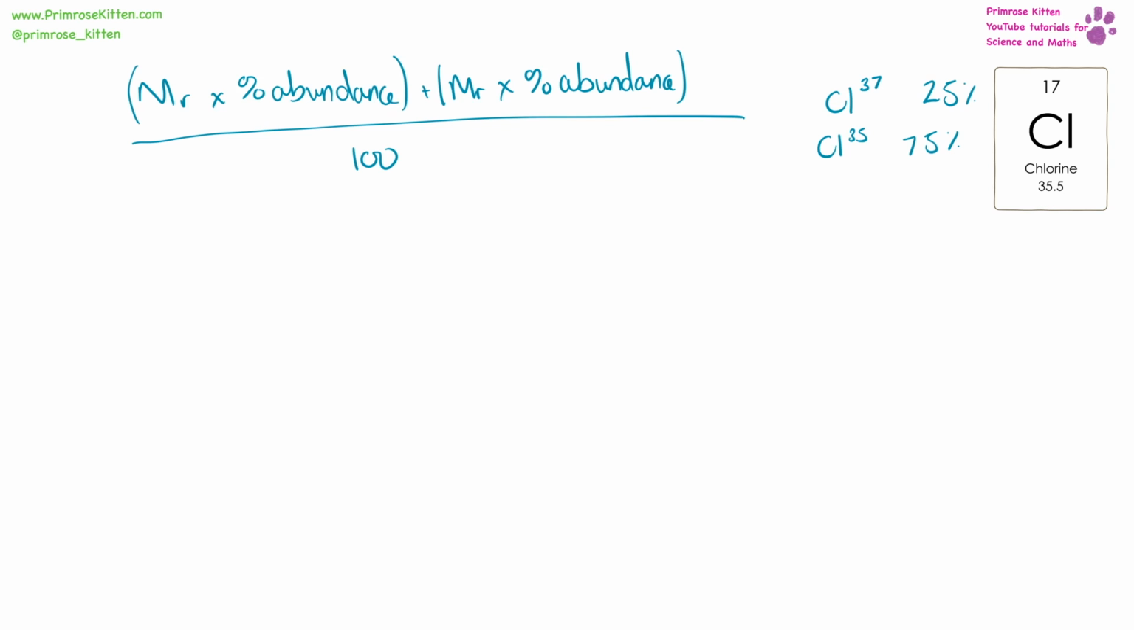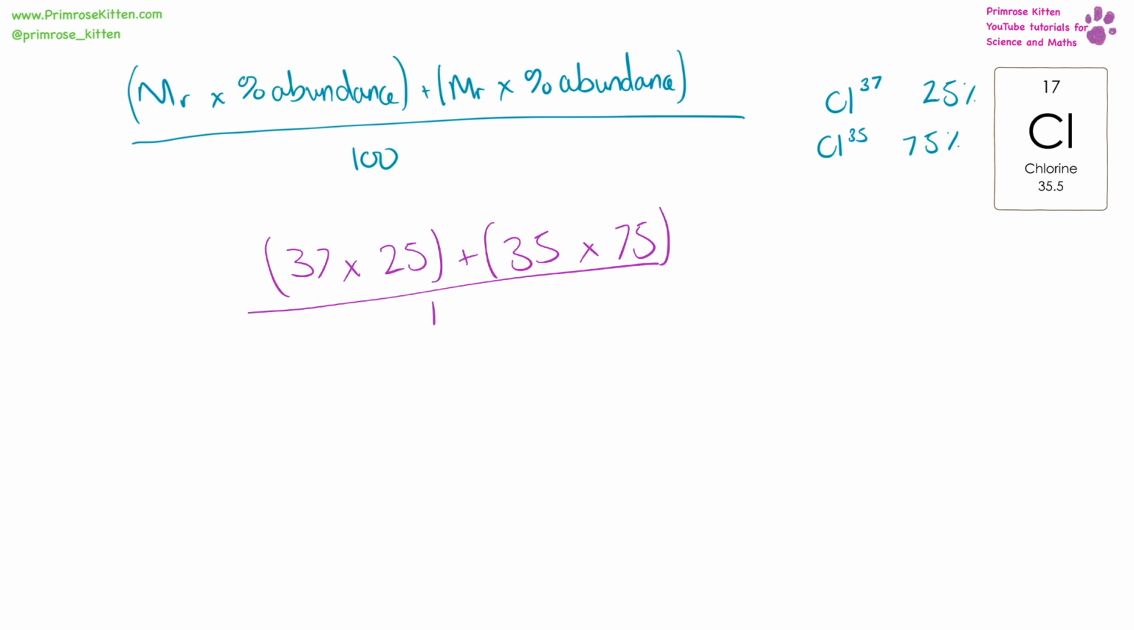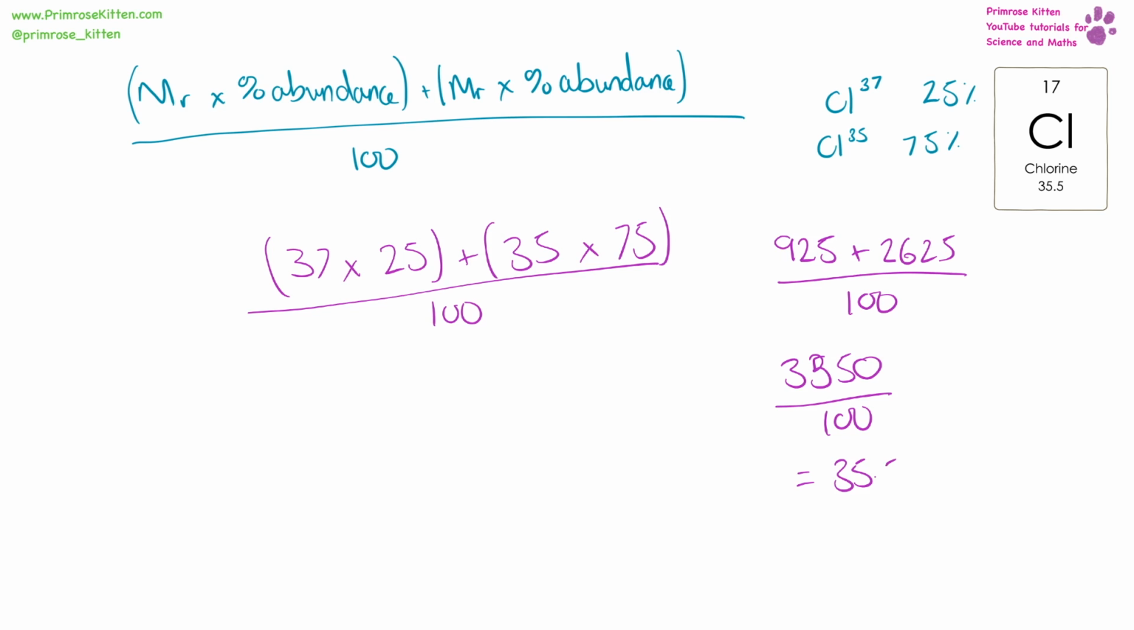To work out the mass, this is what we do. You take the MR, 37, times it by the relative abundance, 25%. Do this for all of them. 35 times 75 and then divide that by 100. 37 times 25 is 925, plus 35 times 75, that's 2,625 over 100, giving us 3,550 over 100, making it 35.5.